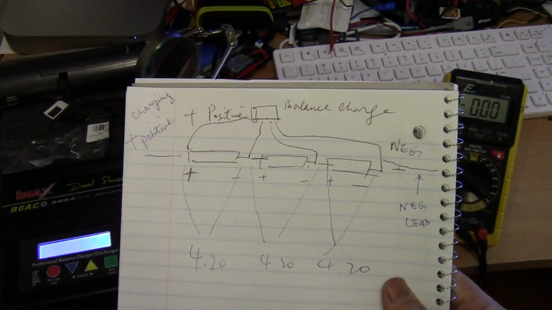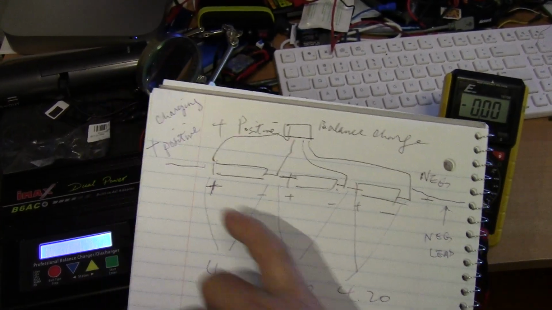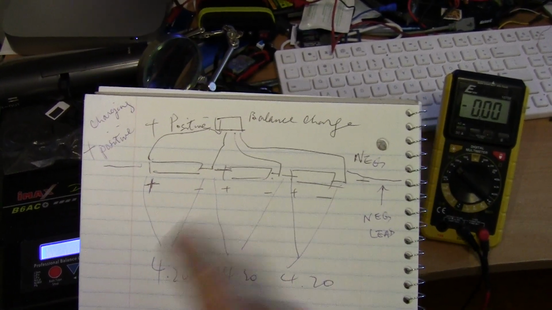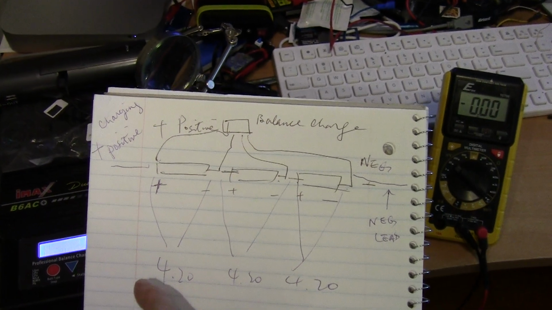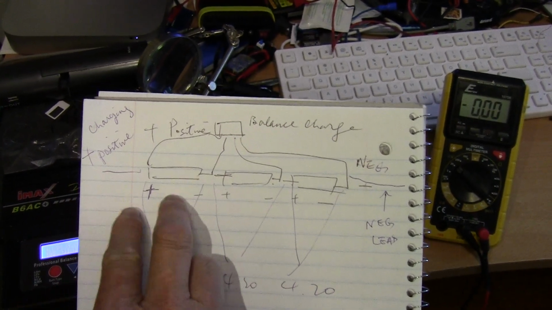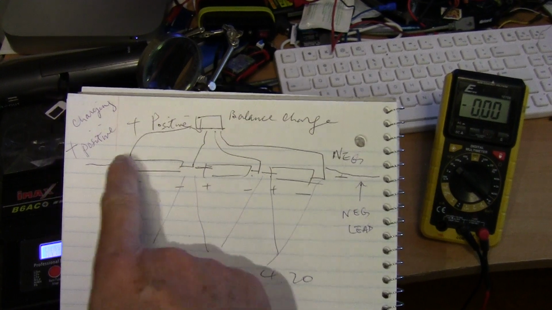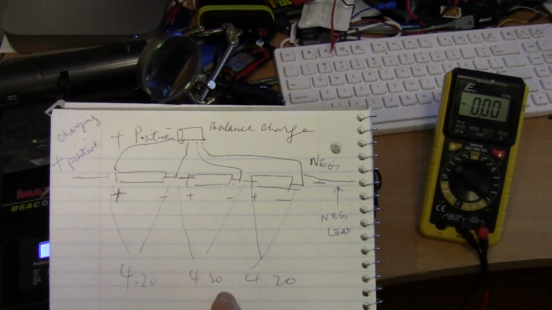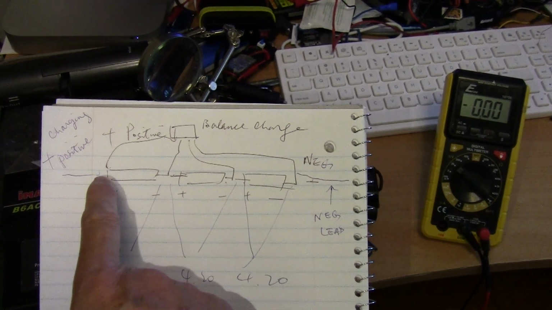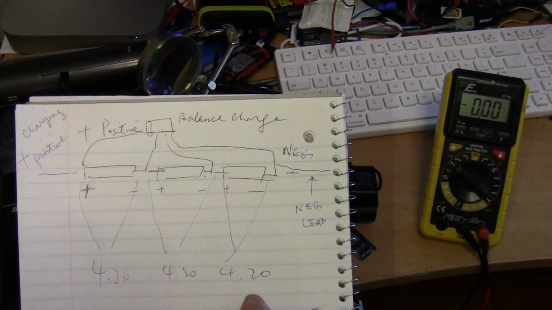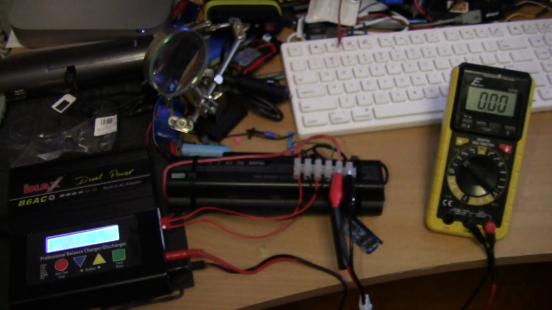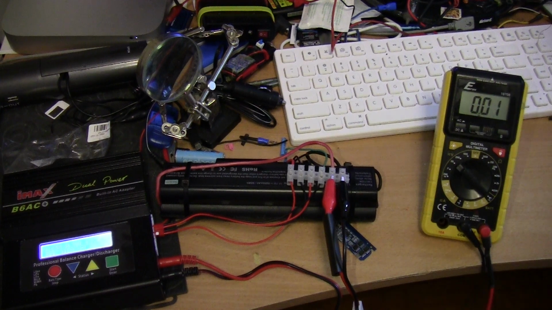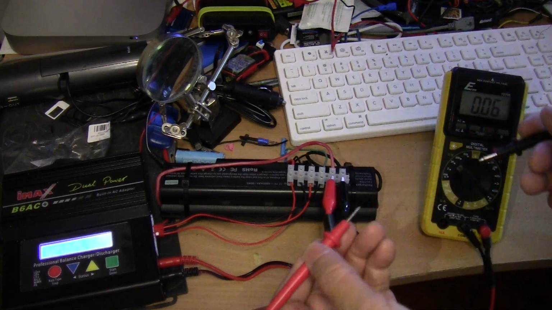So this is how I figure out the leads. You have three cells here, that's what I have here. 4.2 for the first cell, and then if you put your leads here, positive and negative here, you would get 8.4. If you put from here to here, you get 12.6. So that's how you know that you have set it up correctly. So that's what I have.